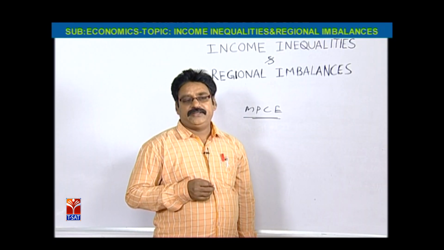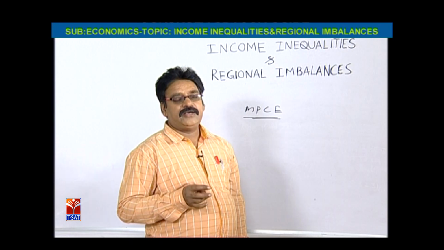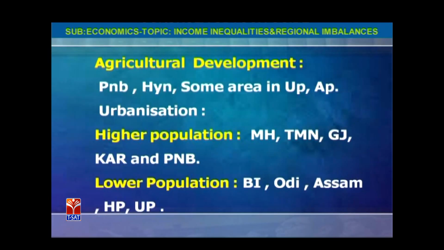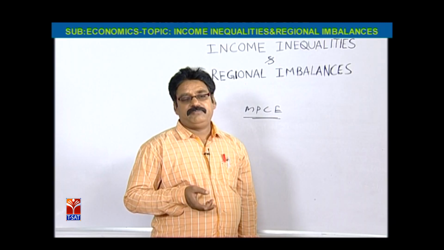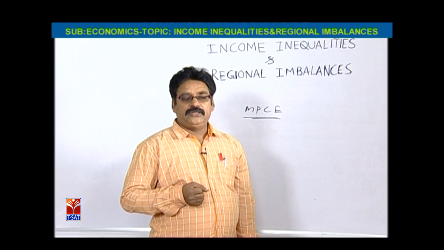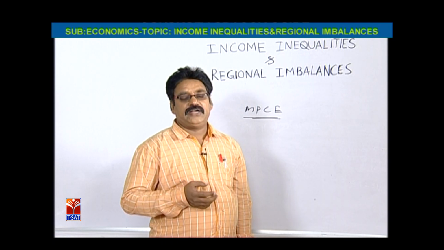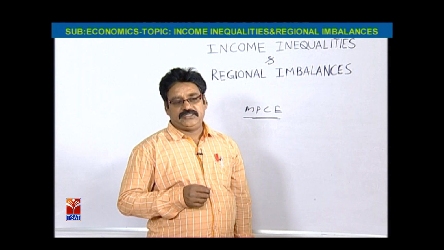Agriculture development: in Punjab, Haryana, and some areas in UP and AP, we can observe agriculture development. Punjab and Haryana have fertile land with sufficient irrigation facilities. Those two things lead to agriculture development in those states. In some areas of AP and UP also, agricultural conditions are more favorable, so those areas are developed in these states too.